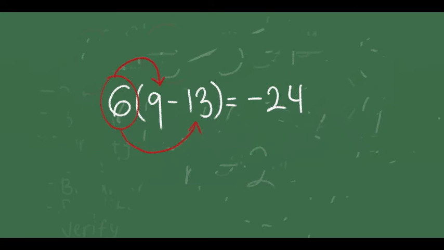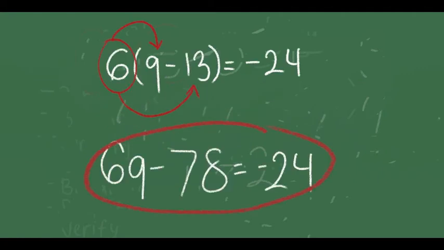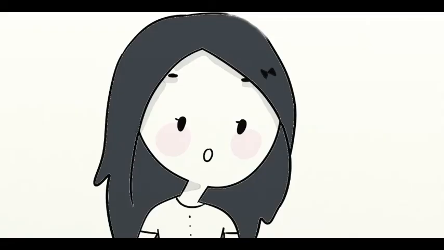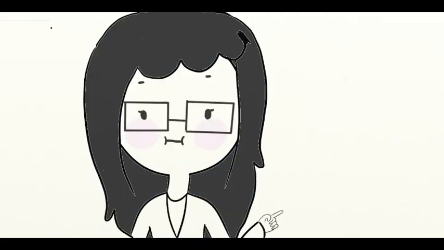So what is 6 multiplied by negative 13? Oh yeah, negative 78. So if we rewrite the question, it will be 6q subtract 78 equals negative 24. Oh cool, it's a multiplying question. Now this will be easy to solve. Good. You can finish that later.